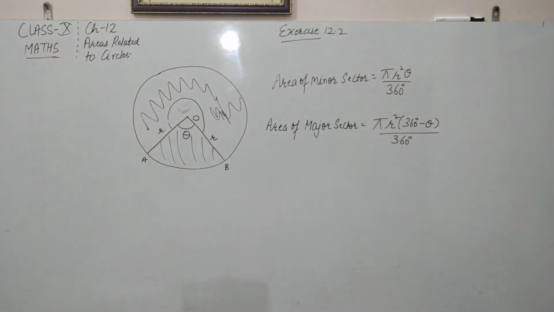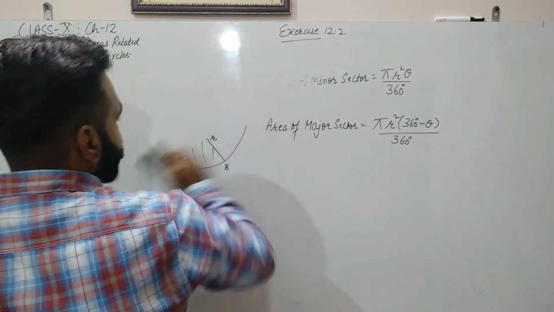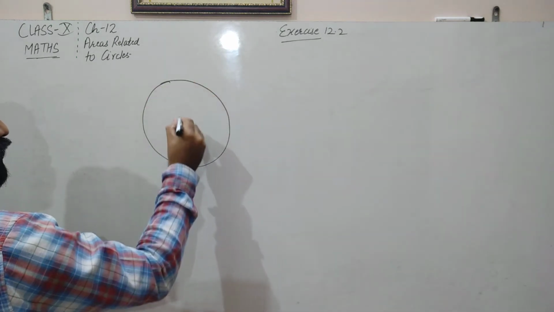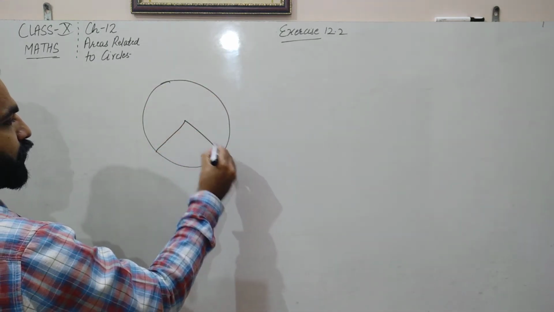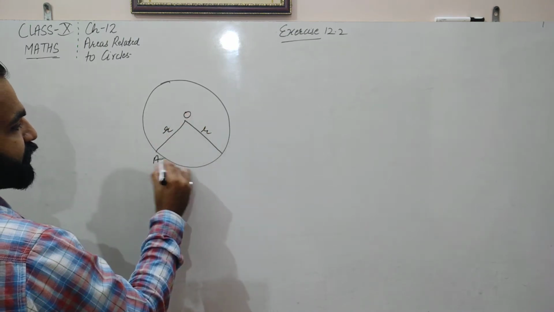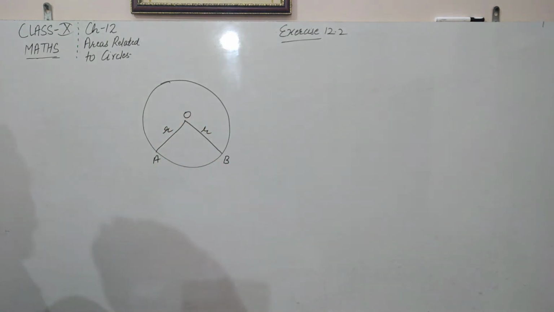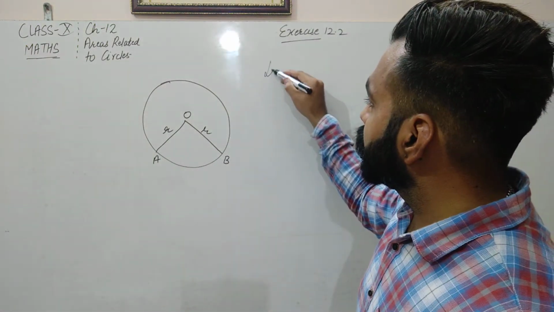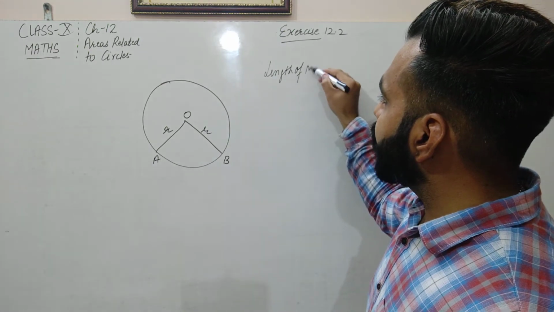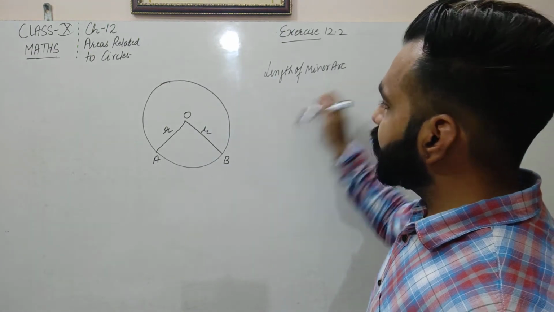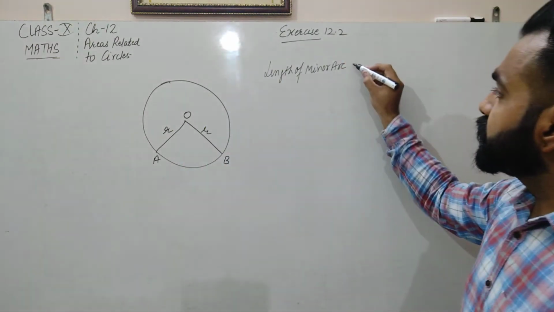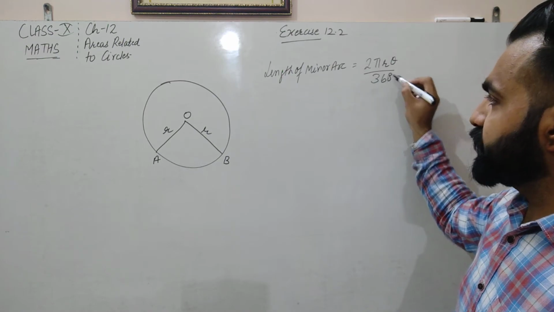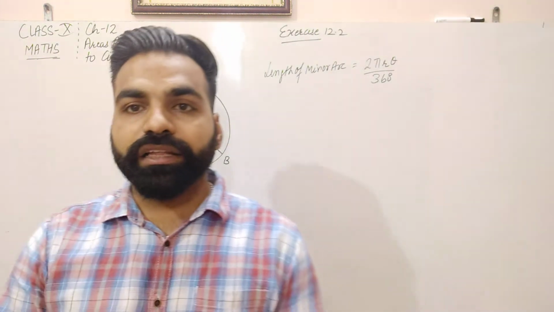Now we will talk about the segment. So suppose there is another circle of radius r. This is center O, this is radius R, and this is AB. First of all, let us talk about the formula to find the length of arc. Length of minor arc, that is this part AB, will be equal to 2 pi r theta divided by 360. So this is the formula to calculate length of the minor arc.